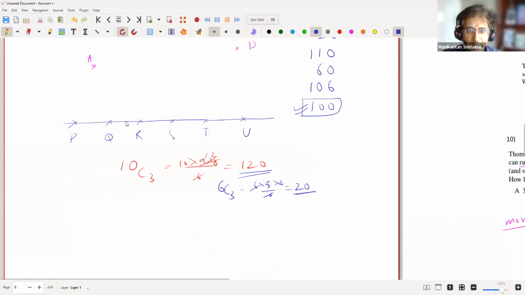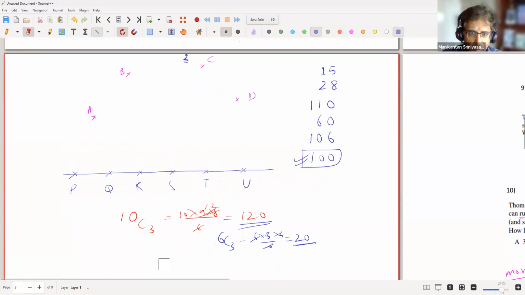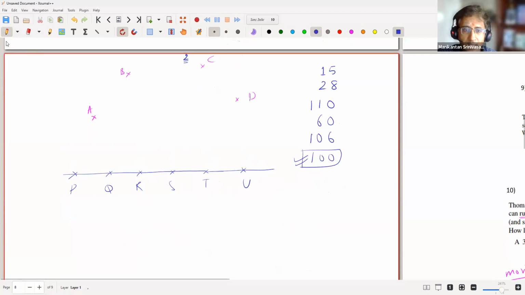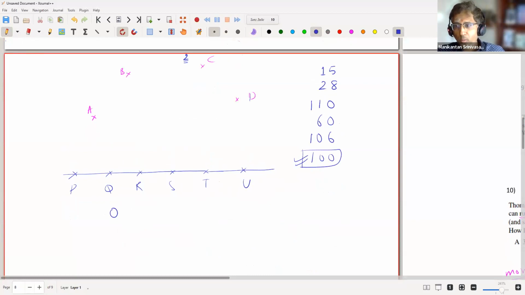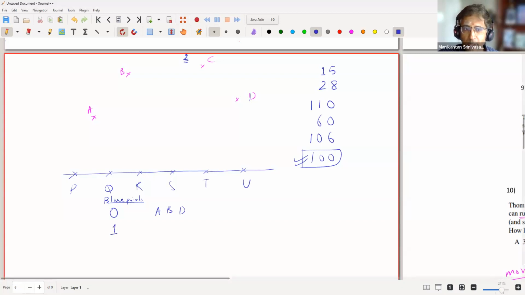Okay, you can make up for it in the next part of the same question. Now, there are 100 triangles, right? Now, some of these triangles will have 0 blue points. For example, the triangle ABD is composed of all pink points. All the vertices are pink, so there are 0 blue points in it. There'll be some triangles with only 1 blue point.